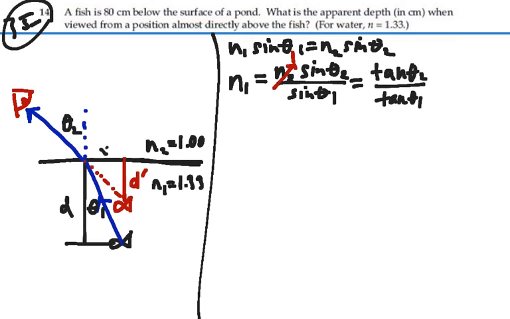Now if this distance here is x, and this is theta 2 right here, then theta 2 will also be this angle right here. And hence the tangent of theta 2 is going to be equal to the opposite side over the adjacent side, which would be equal to x over d prime. And then if I look at the other triangle here, we can see that the tangent of theta 1 is going to be equal to x over d.